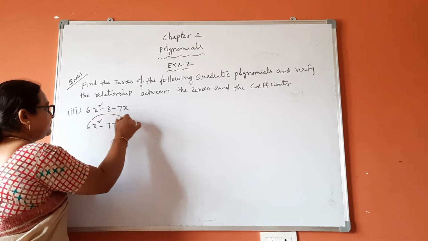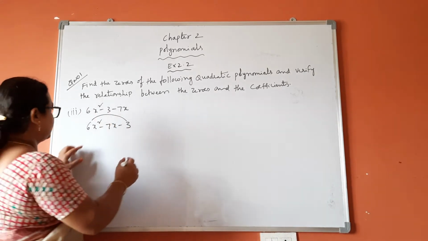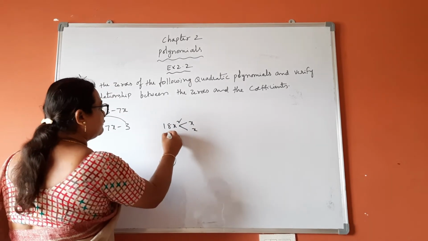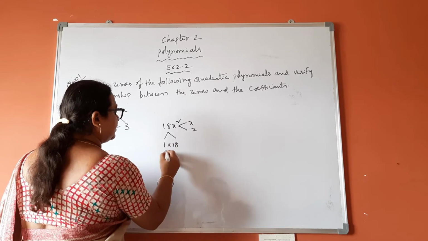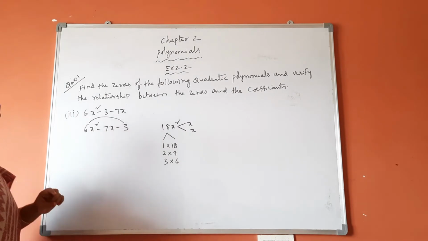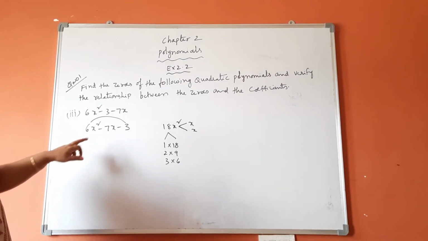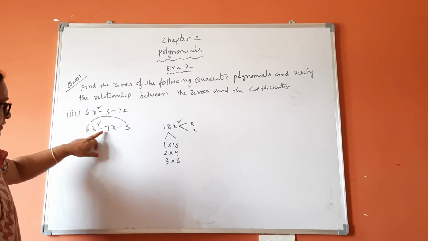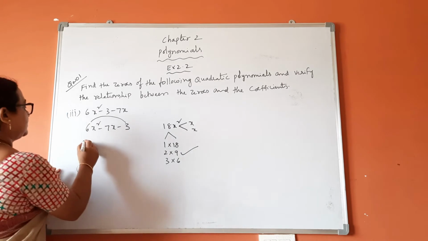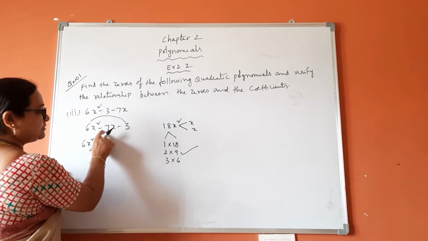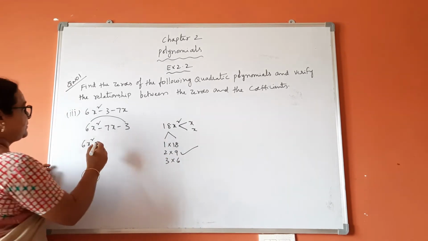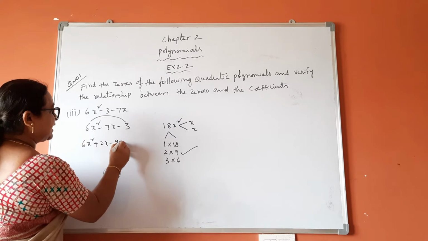What is the first step? Product of first term and last term, that is 18x square. For x square it is x into x. For 18, 1 into 18, 2 into 9, 3 into 6. Now we have to select a pair. So here it is minus 7, so 2 and 9. 6x square, and here the middle term has a negative sign. The bigger number will have the negative sign. That means plus 2x minus 9x minus 3.